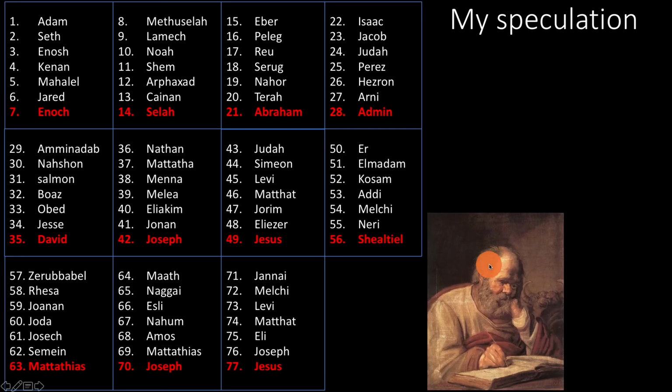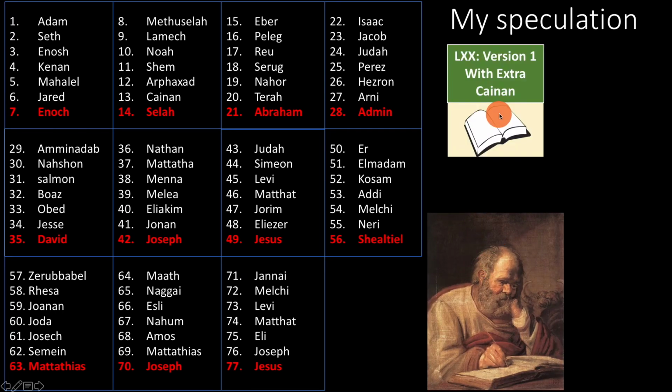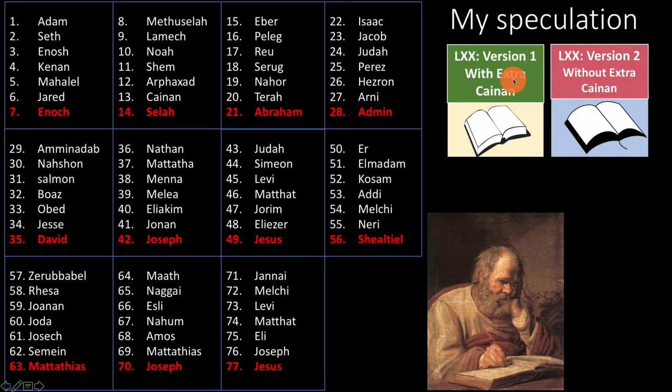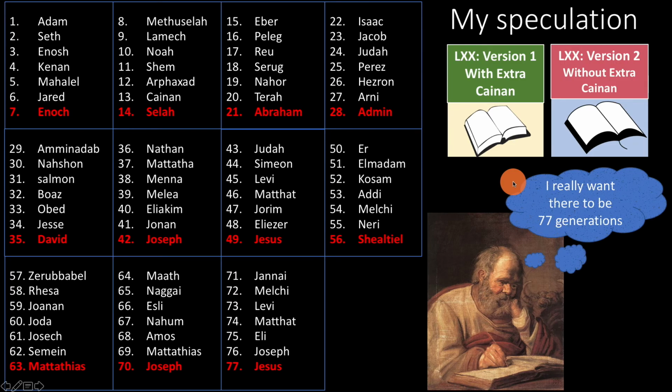Luke sat down to write his genealogy, and he had two copies of the Septuagint in front of him. One version of the Septuagint had an extra Cainan, and the other version did not. Which one was Luke going to use? Well, Luke thinks to himself, I really want there to be 77 generations in my genealogy for theological reasons. And based on this desire, Luke chooses a version of the Septuagint which has an extra Cainan, which allows him to add it here, and which therefore allows him to reach 77 generations all the way up to Jesus. This is my speculation, but I think it takes everything into consideration and is rather good. So I'm going to go with this, that Luke has purposely added Cainan. It is a deliberate insertion by Luke in order for him to achieve 77 generations. I'm really quite happy with that speculation.